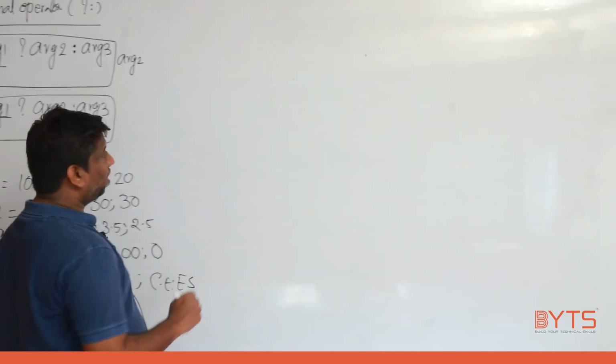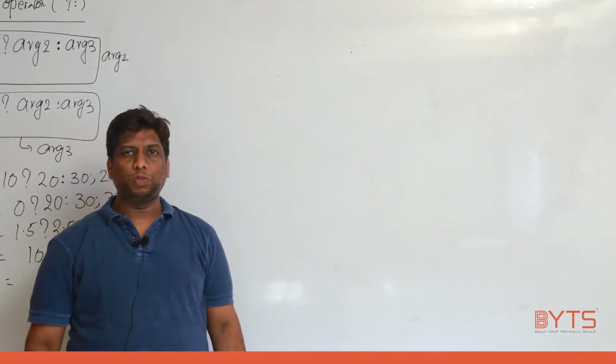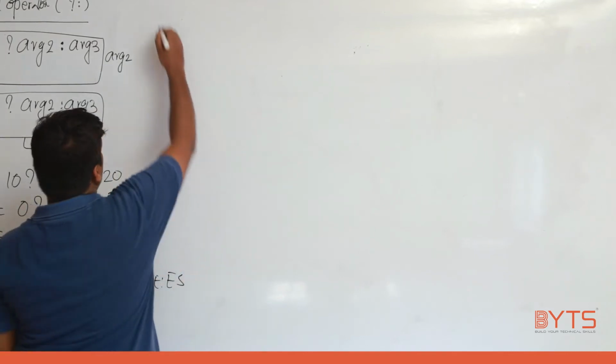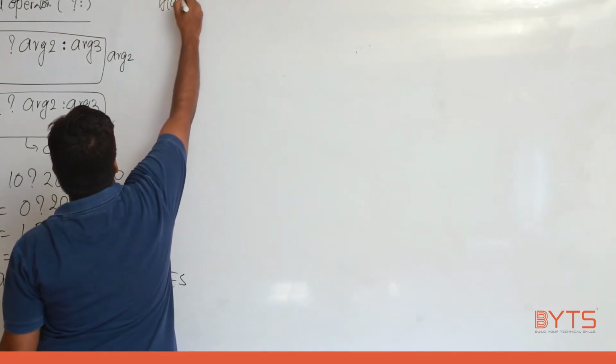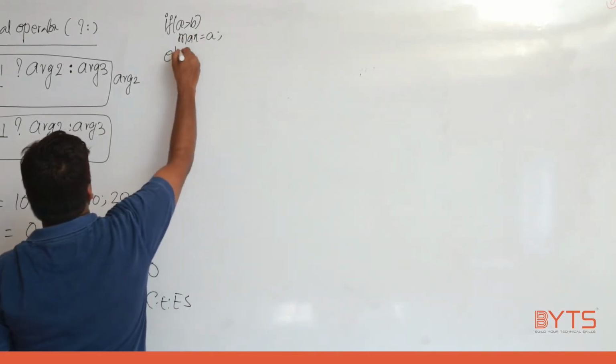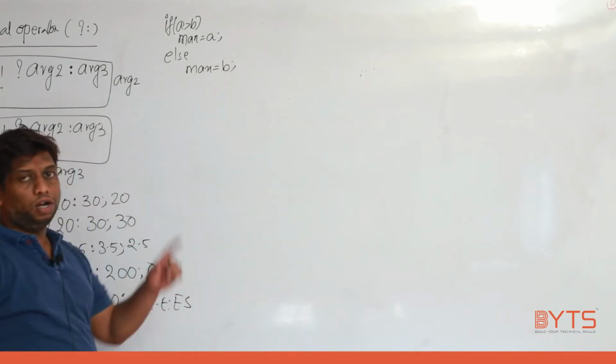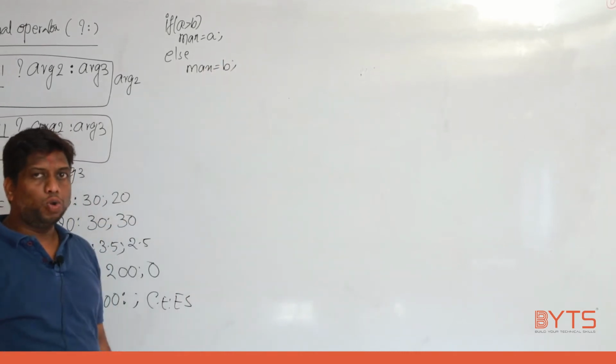Now we are going to solve some other problems here. See, let us take, I want to find maximum of two integers. How do I find maximum of two integers? Generally, if A greater than B, simply I can write here max equal to A, else max equal to B. This is what we are habituated to, right? Now I want to convert that into conditional.